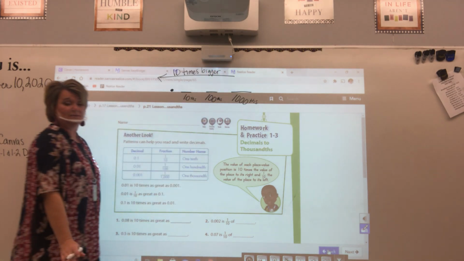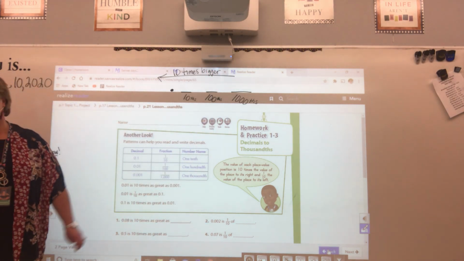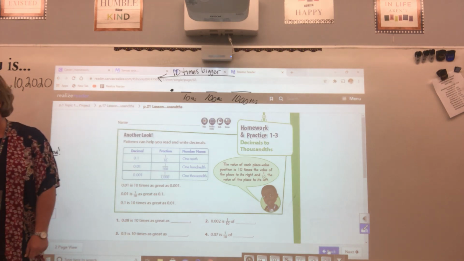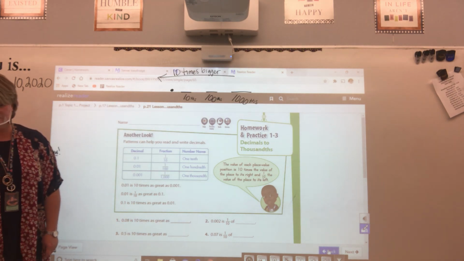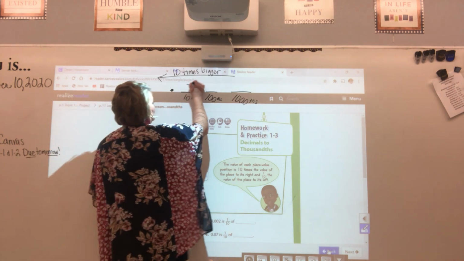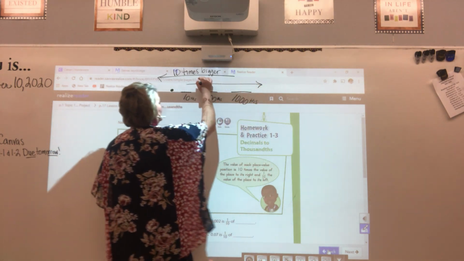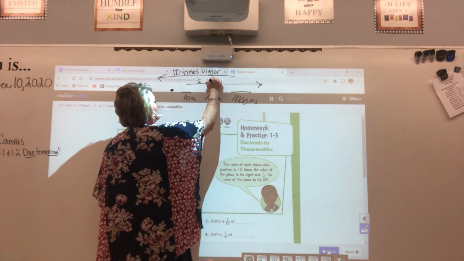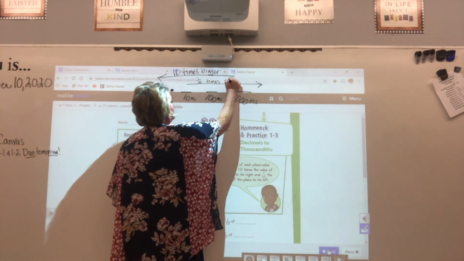Do you remember this? Shake your head if you remember it. Okay, you need this on scrap paper. If you don't have this, do you have it written? But if you go this way, you're getting 1/10 times smaller.